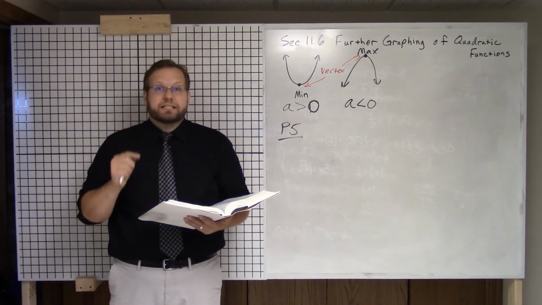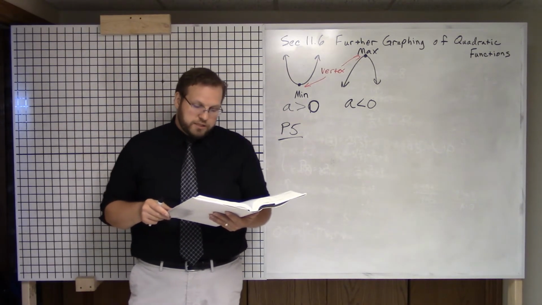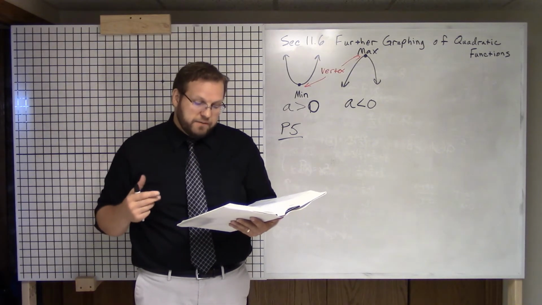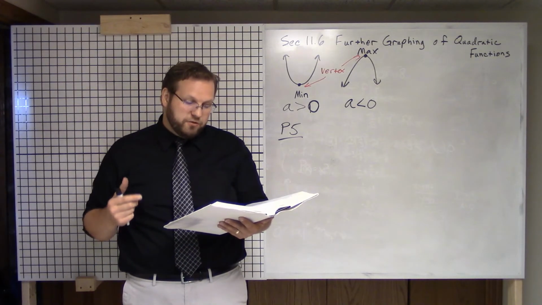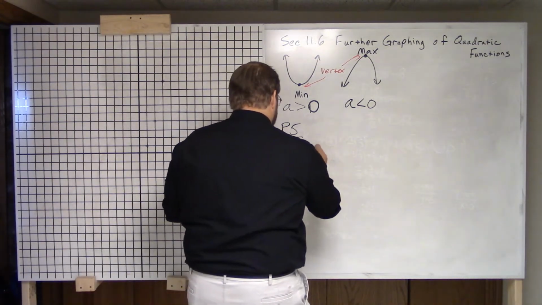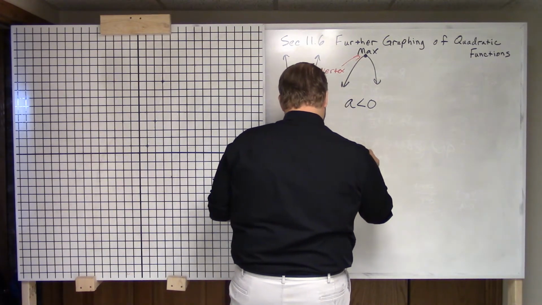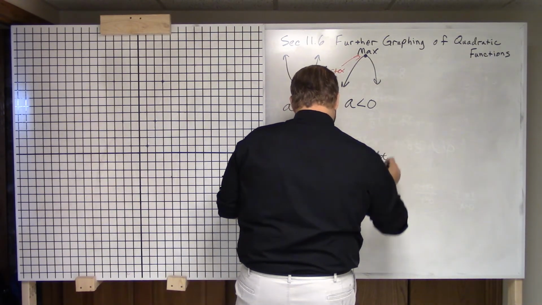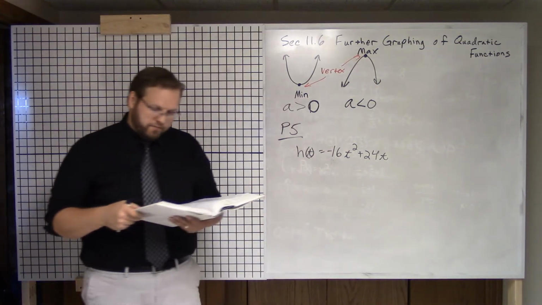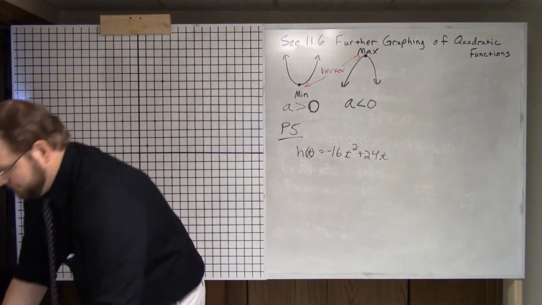This is on page 711. It reads, a ball is tossed upward from the ground. Its height in feet above ground after t seconds is given by the function h of t equals negative 16t squared plus 24t. Find the maximum height of the ball and the number of seconds it took for the ball to reach the maximum height.